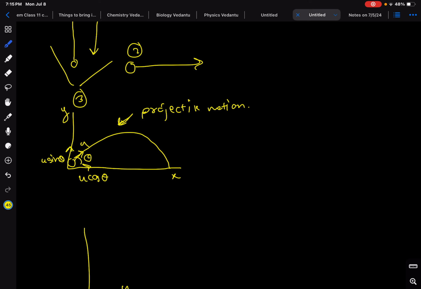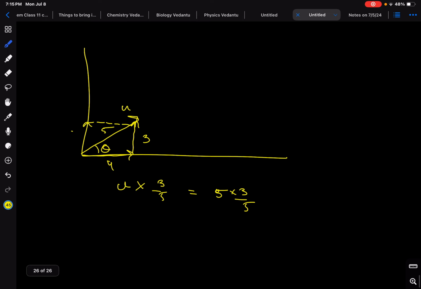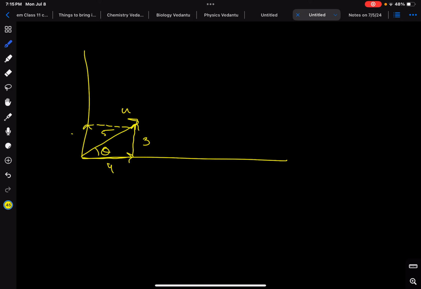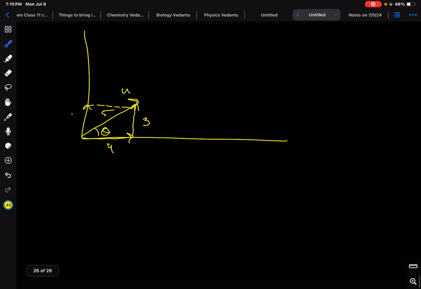So that means we have to take this as u sine theta and u cos theta. So we have to take the vertical speed and the horizontal speed separately. So how do you do that? Well, you have to resolve the vector. So for example, this is equal to u sine theta, right? Because it is equal to u, 5, times 3 upon 5.